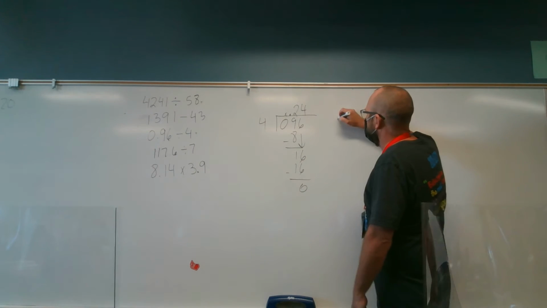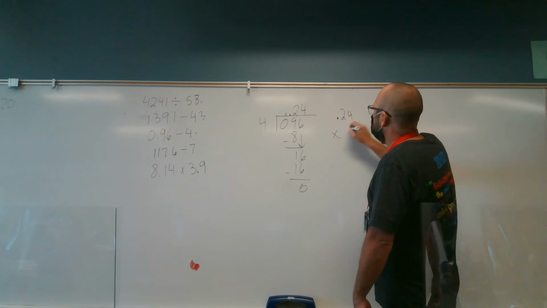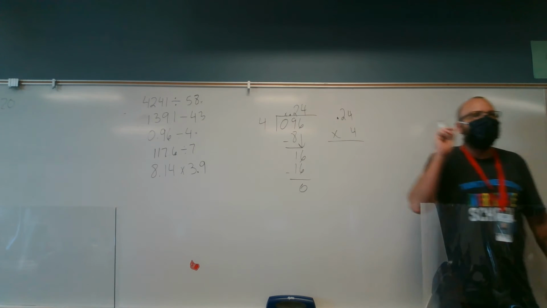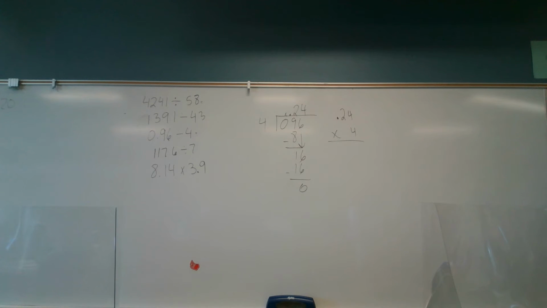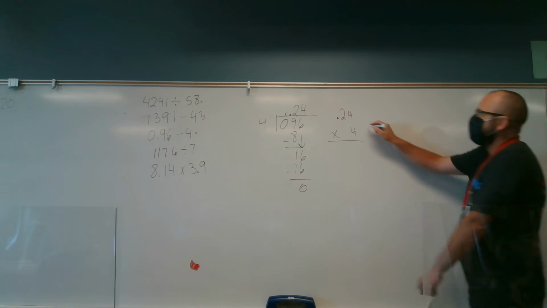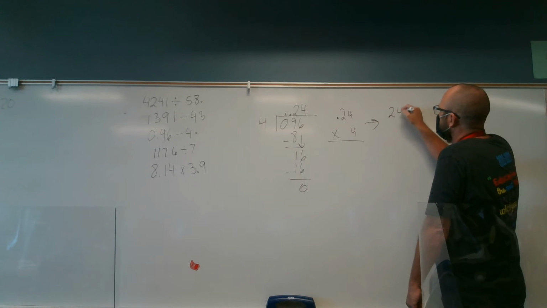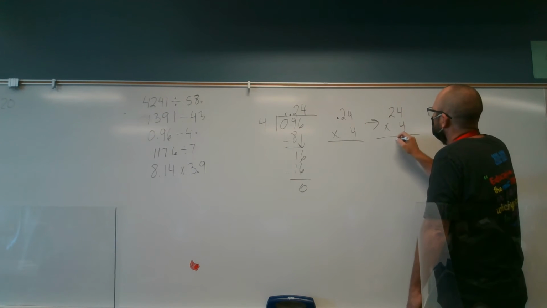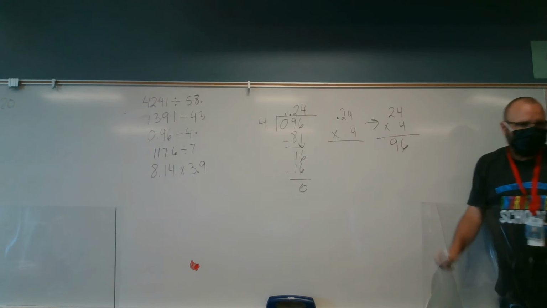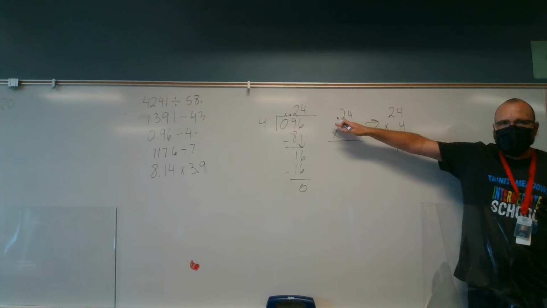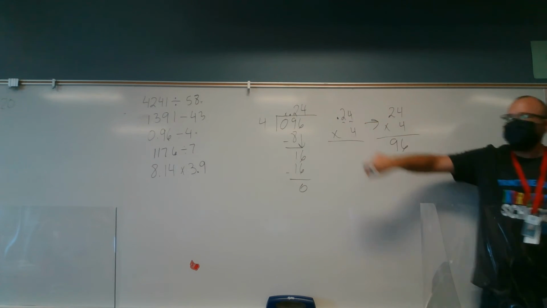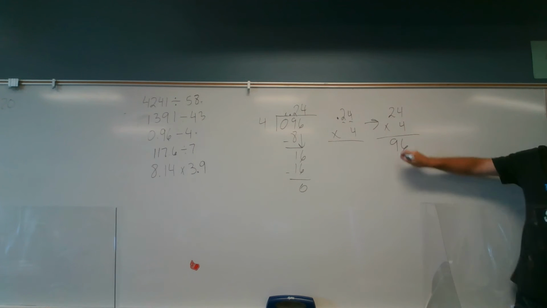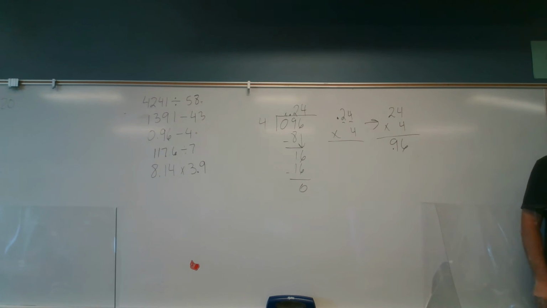If I wanted to check this, I'd multiply 24 hundredths times 4. When I'm multiplying numbers that have decimals, I'm going to rewrite it, ignoring the decimal. I'm going to get 96. I'm going to go back and look at my problem, and I'm going to see that there are 2 numbers behind the decimal point in the problem. There's going to be 2 numbers behind it in the answer. Next one.